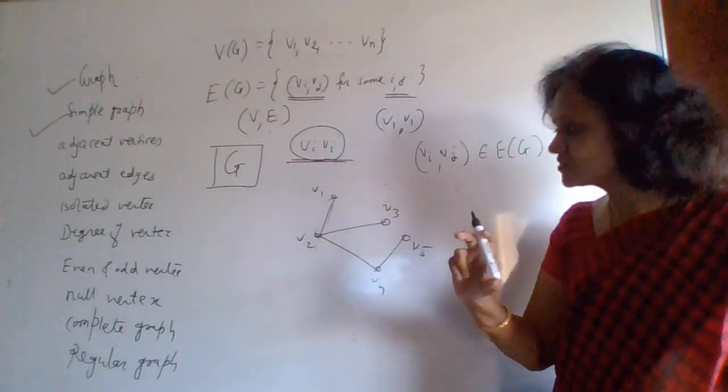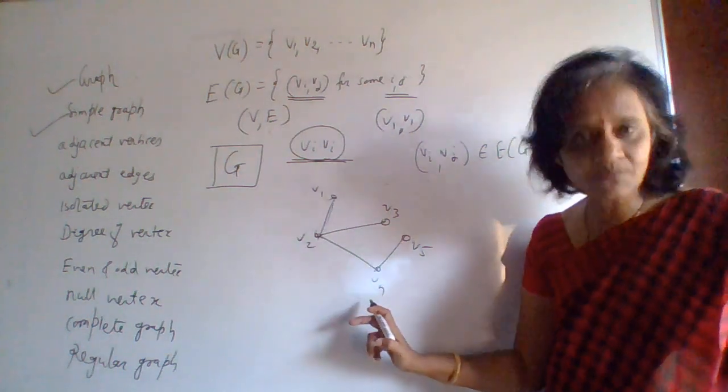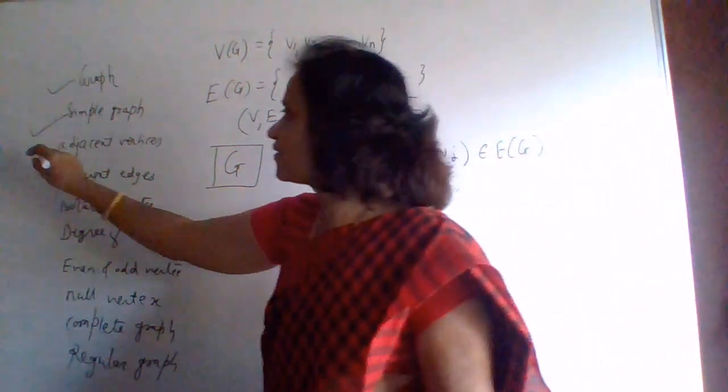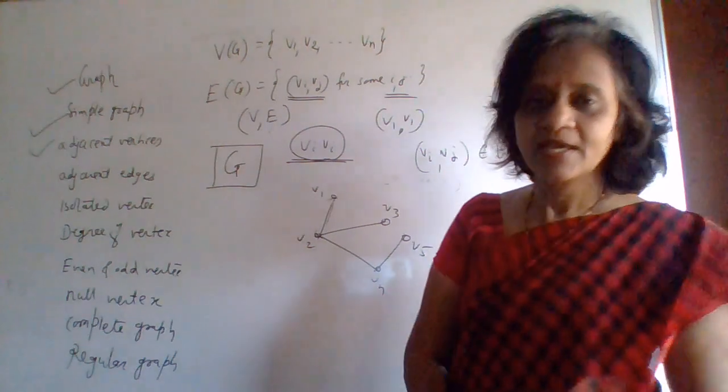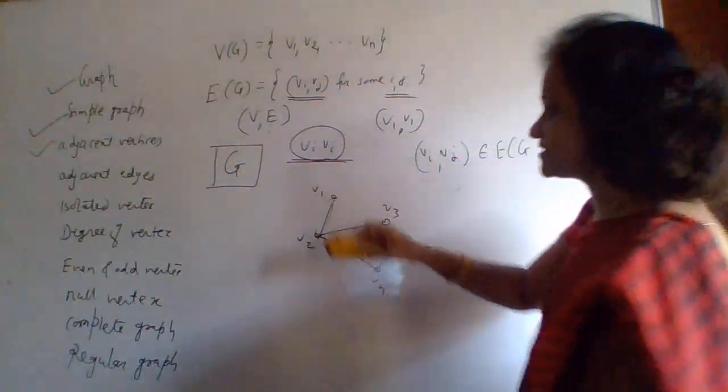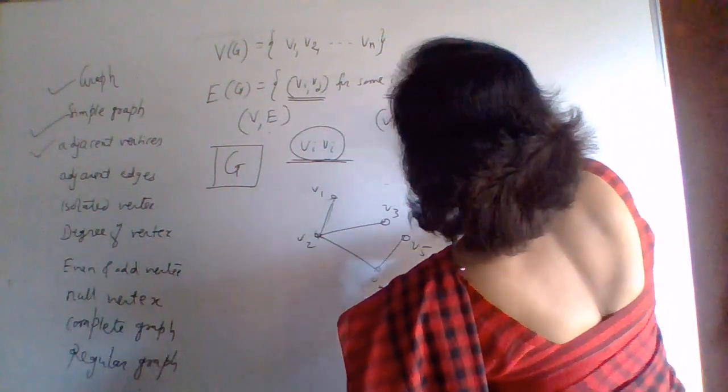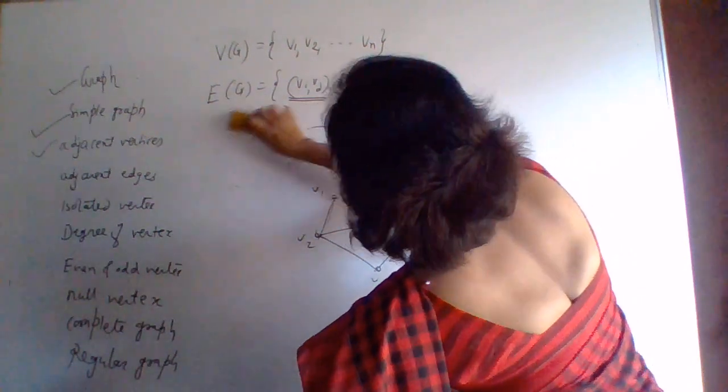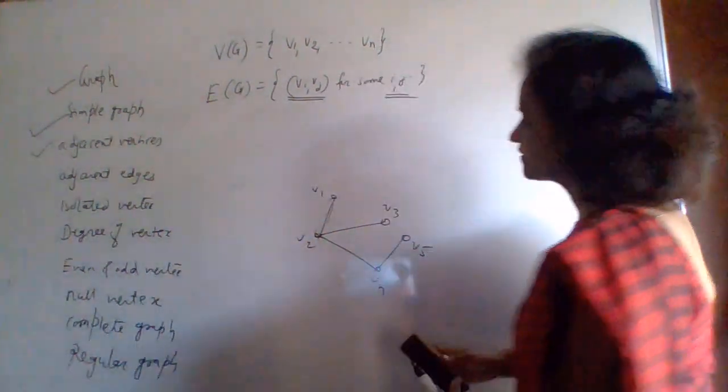V3 and V5 are also not adjacent. V2 and V4 are adjacent. That is the meaning of adjacent vertices. Next I will tell you adjacent edges. It has again similar meaning. First I will show you here, then I will define it.